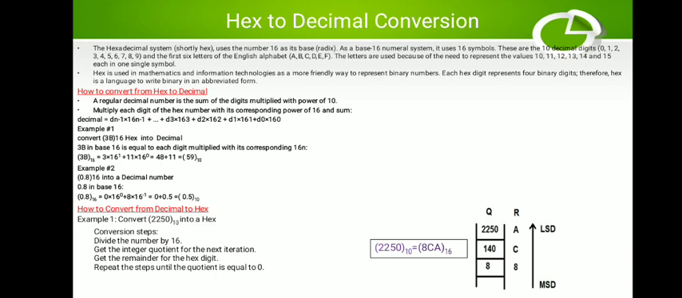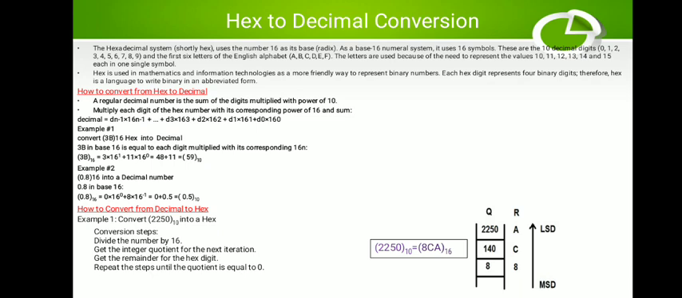So divide 2250 by 16, we get the quotient as 140 and the remainder as 10, which is equal to A. Then again divide 140 by 16, what do we get? The remainder as 12.